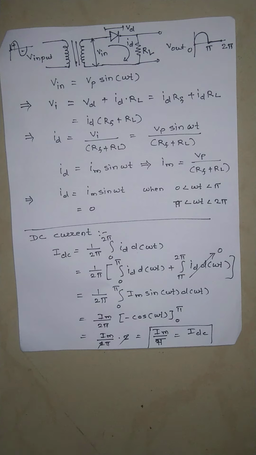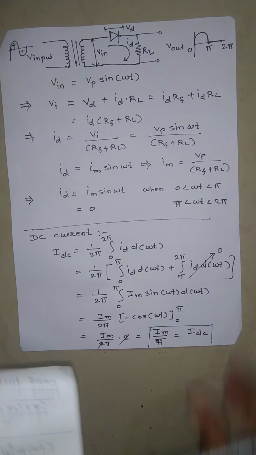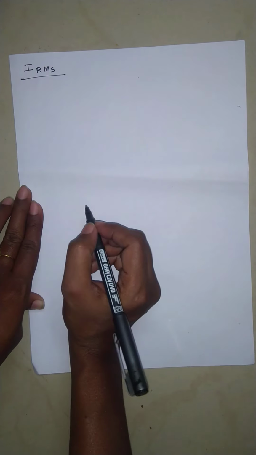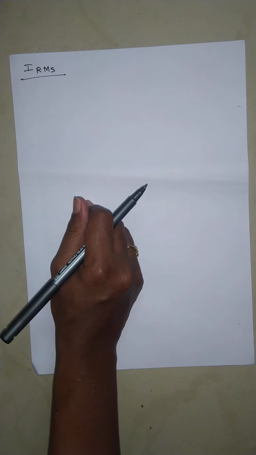Now once we obtain the expression for direct current, we have to find out the expression for the root mean square, the RMS current flowing through the circuitry. So IRMS, we have to derive this term IRMS.